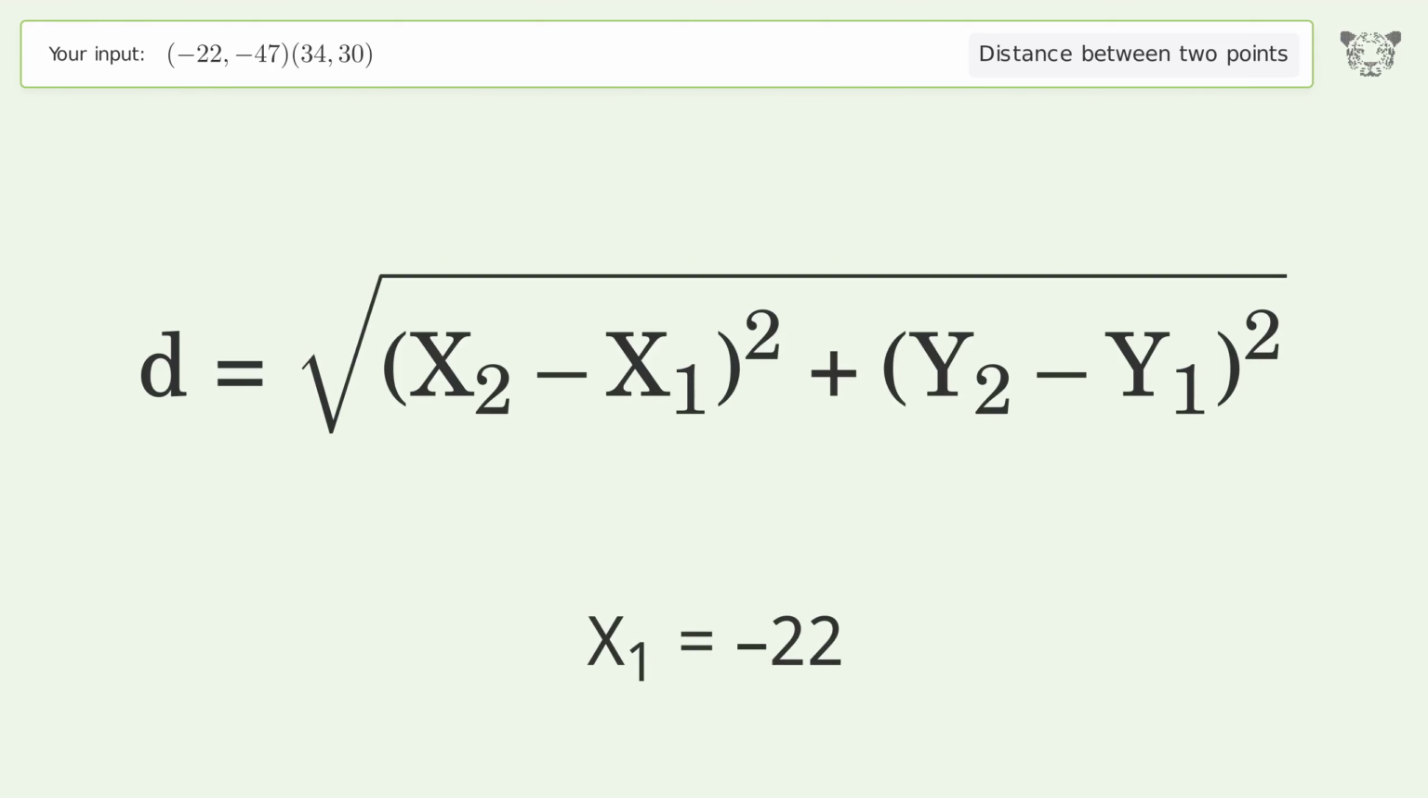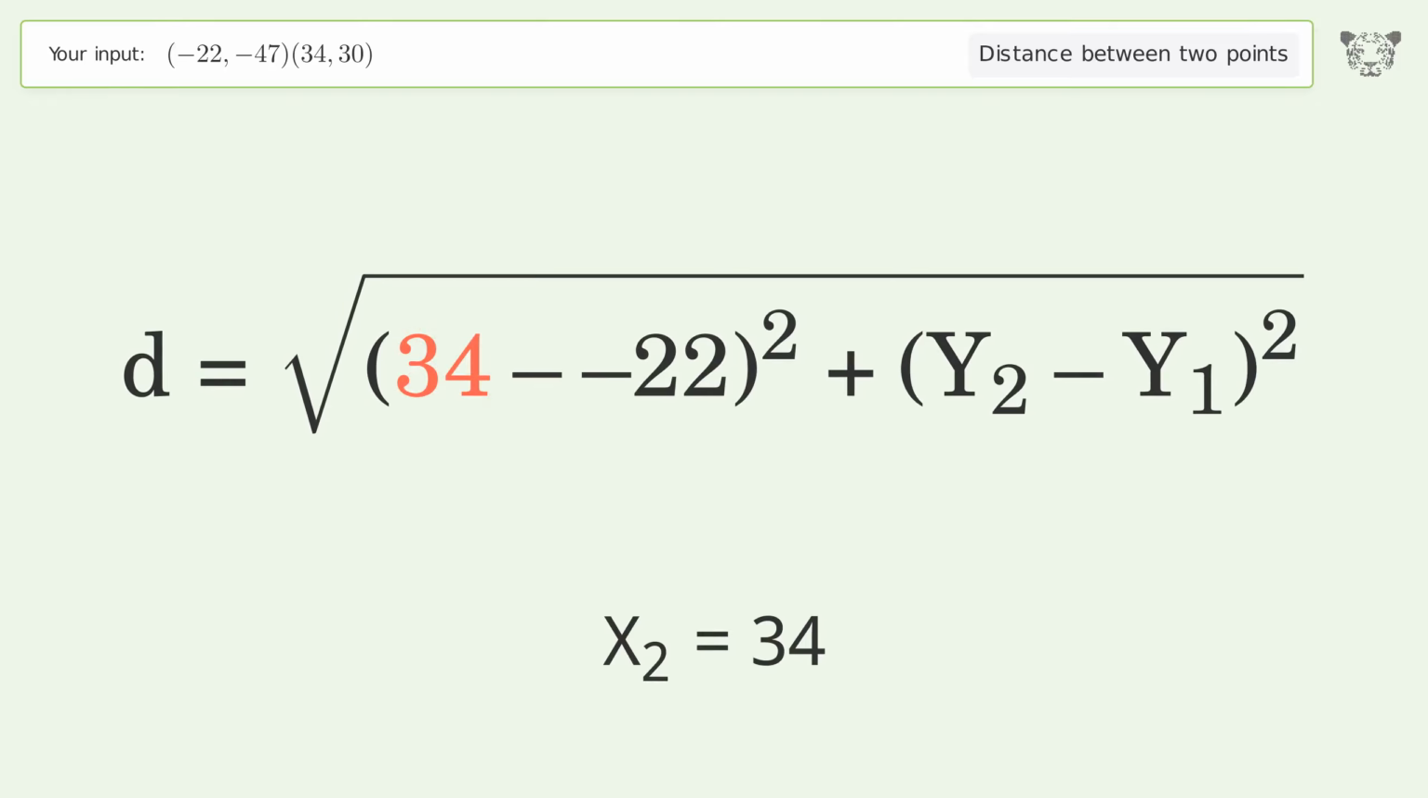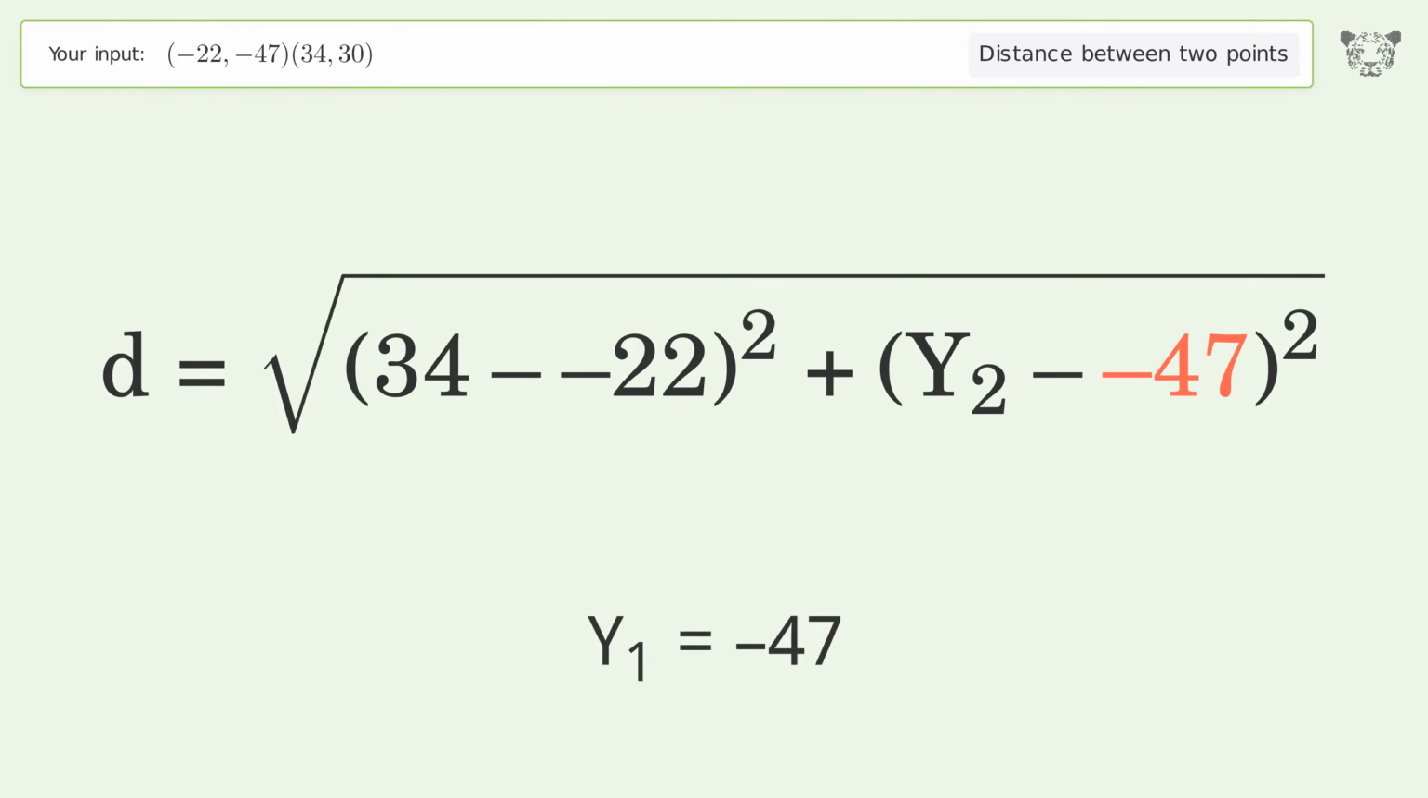x1 equals -22. x2 equals 34. y1 equals -47. y2 equals 30.